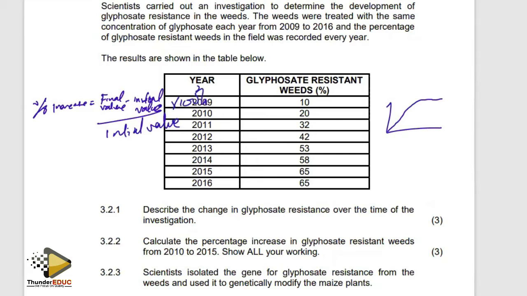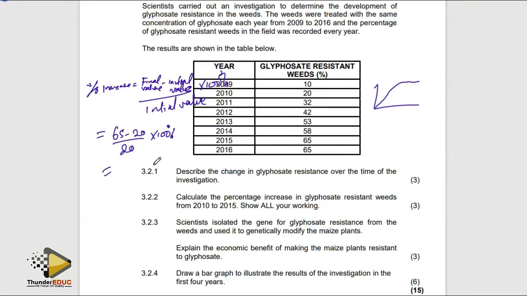So in this case, they say that from 2010 it is 20, and 2010 is the initial value, and then 2015 is 65. So the percentage increase is going to be equal to 65 minus 20, divided by the initial value, which is 20, then times 100%. So the answer you get is going to be the percentage increase. That's how we calculate the percentage increase.